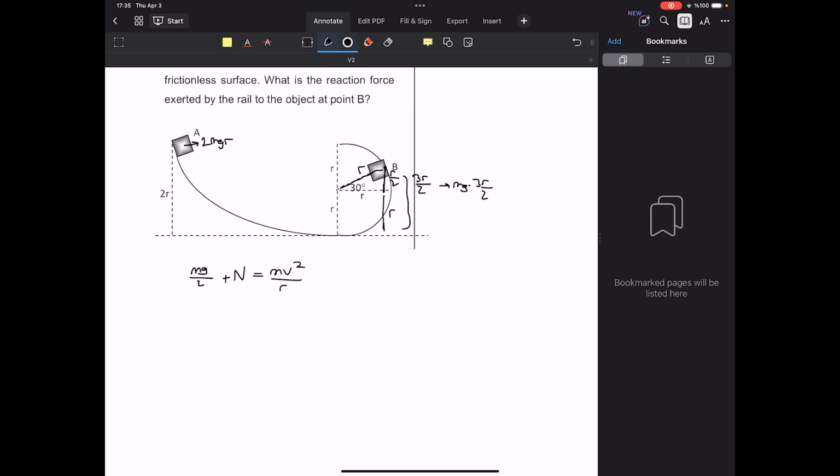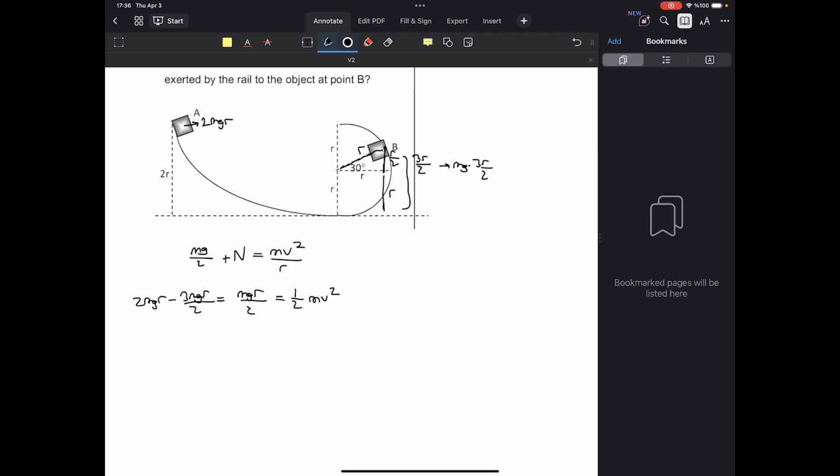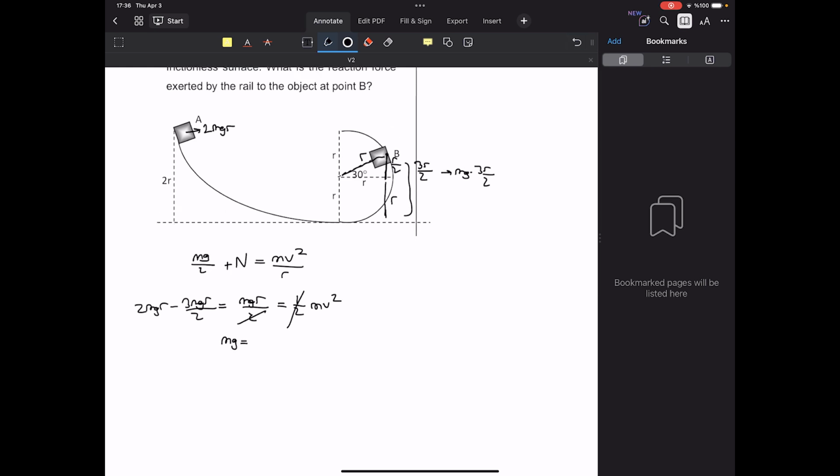So the difference in the potential energy, that's 2mgr minus 3mgr divided by 2. This is 4 over 2, so we're going to get mgr over 2, and this is going to equal 1/2 mv squared over 2, or 1/2 mv squared. The 2s cancel, and then we can divide by r to get that mg is equal to mv squared over r.